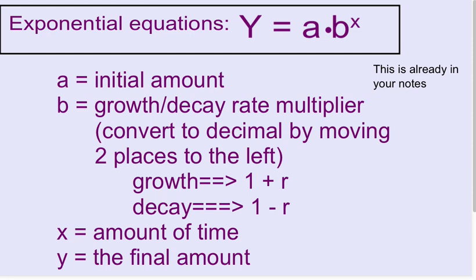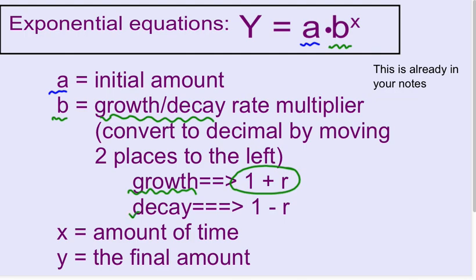All right, this is the equation for an exponential equation. Remember, this is your A, your initial amount. B represents your growth rate or decay multiplier. Remember, you always want to convert that to a decimal. If it's a growth, you're going to say 1 plus R, and that R is your increase.